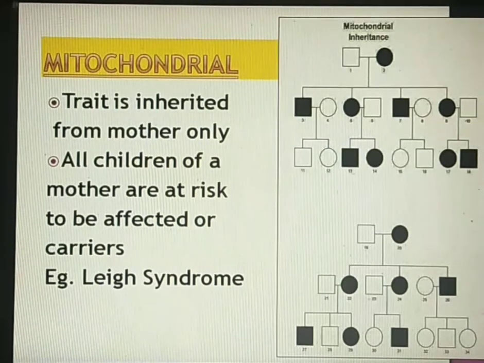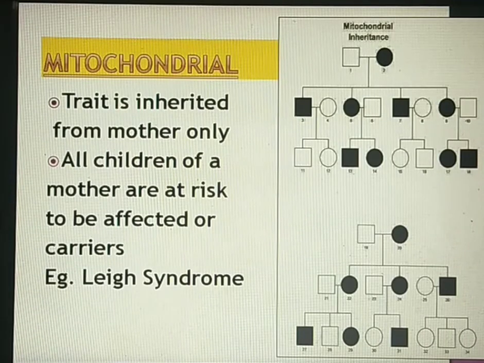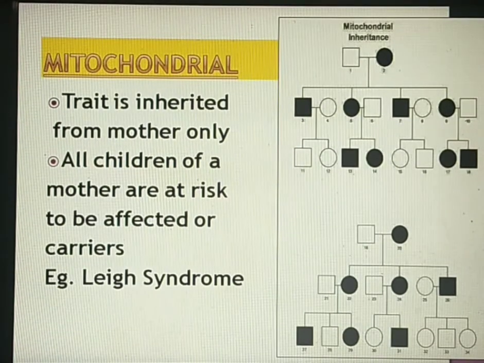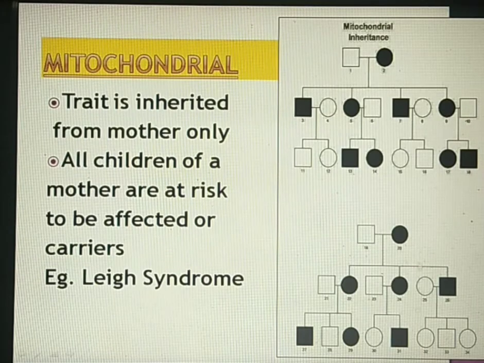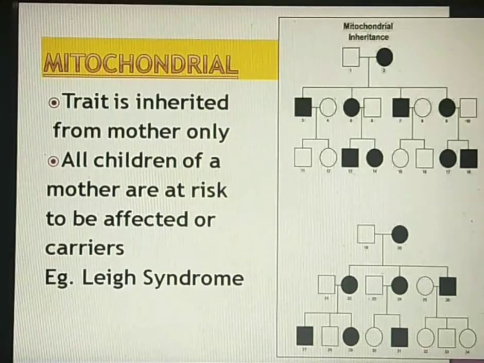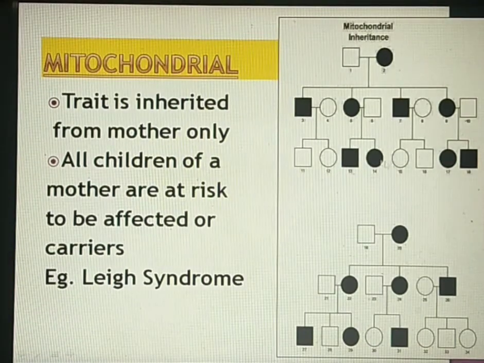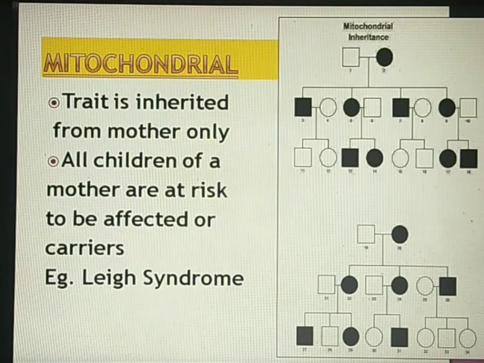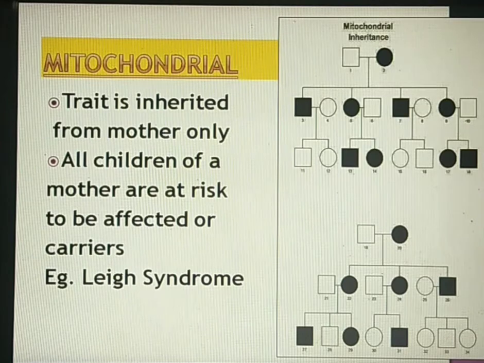Inside each cell there are several mitochondria. Based on how much mutation has taken place, accordingly the trait will be expressed here. Therefore, two pedigree charts are shown based on the proportion of mitochondria carrying the mutation. This is a rare type of disorder seen in humans.